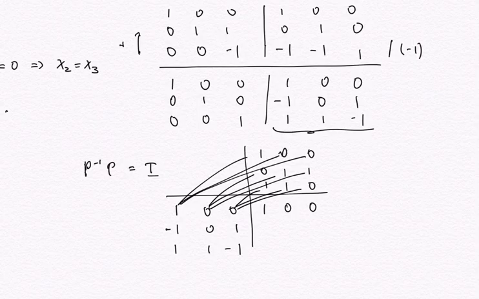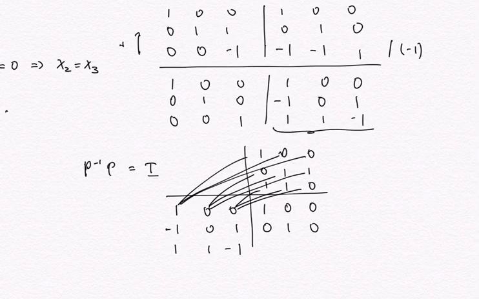Minus 1 times 1 is minus 1, plus 0 times 0 is still minus 1, plus 1 times 1 is minus 1 plus 1 is 0. Minus 1 times 0 is 0, plus 0 times 1 is 0, plus 1 times 1 is 1. Minus 1 times 0 is 0, plus 0 times 1 is 0, plus 1 times 0 is 0.